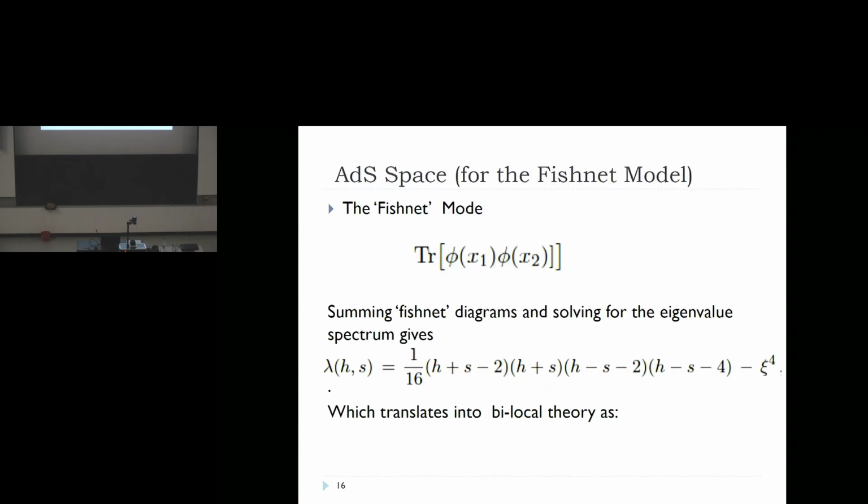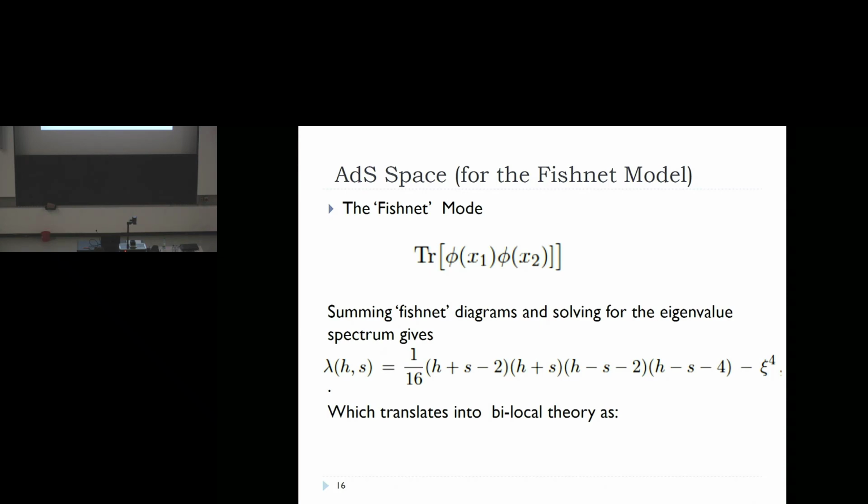The Fishnet model, which Kazakov and others study, involves operators of this kind, traces of matrices phi x1, phi x2. They identified a set of diagrams. They diagonalized the spectrum for this operator. They found this formula, which is just summarizing their result. This is again quartic in the conformal generators. So they do not know what dual this is. They don't even know whether it's AdS space in a sense.